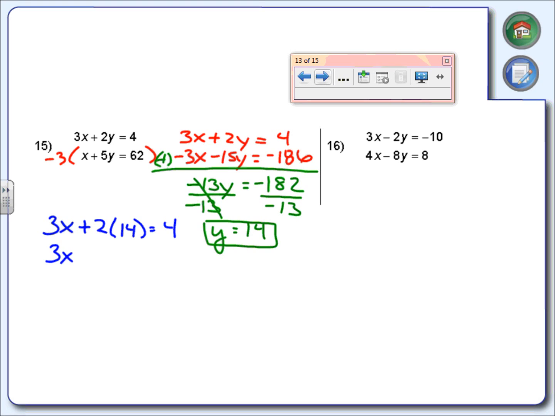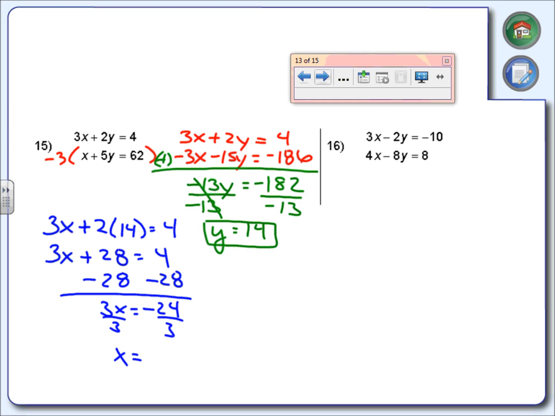I'm going to multiply 2 times 14, which is 28. I'm going to subtract 28. 4 minus 28 is negative 24. Divide by 3. Negative 24 divided by 3 is going to be negative 8. So now you've got both parts. All you've got to do is write it as an ordered pair.